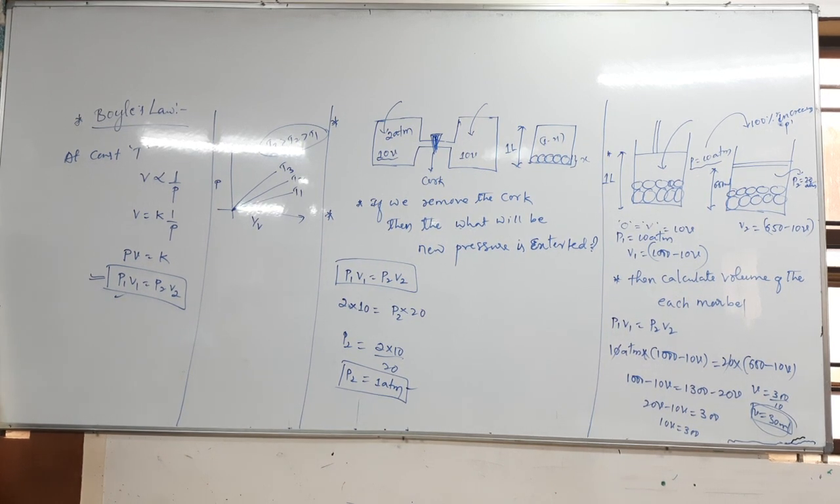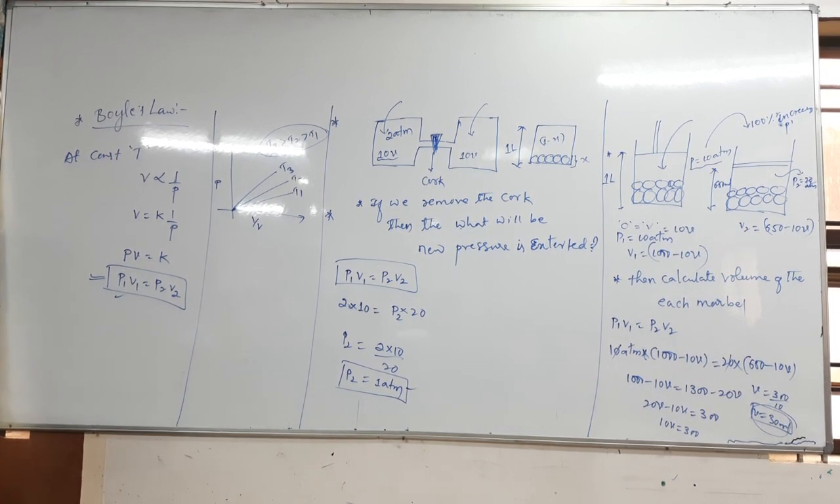A balloon is filled with 1 mole of helium at 0 degrees Celsius and 1 bar pressure. It will burst if pressure is decreased to 0.2 bar.